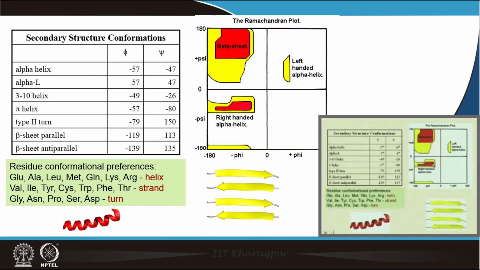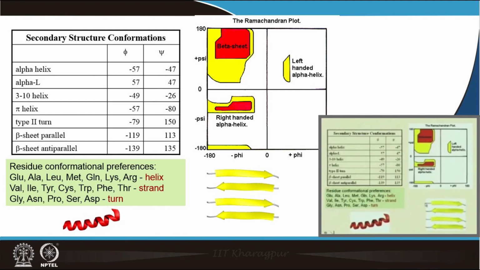Okay. So what is this region? This is the preferred region for the alpha helix in proteins. This is the preferred region for beta sheets in proteins. Now this is what we mean by a beta sheet. What are these? Beta strands, right? These are beta strands that form a beta sheet.